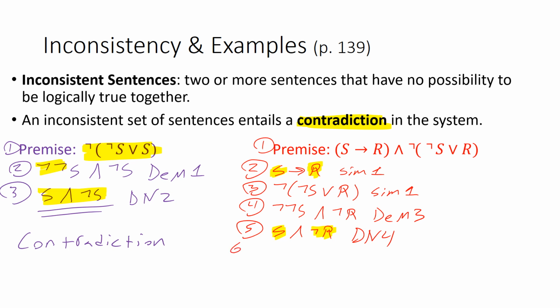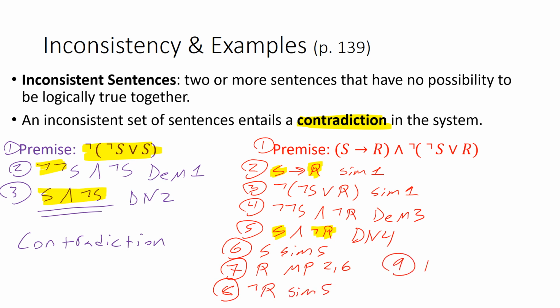So for 6, we'll get S by the simplification of 5. For 7, we can get R by modus ponens with 2 and 6. With 8, we can get not R by the simplification of 5. For 9, we can get R and not R by this conjunction law with sentences 7 and 8. And here we have our contradiction.